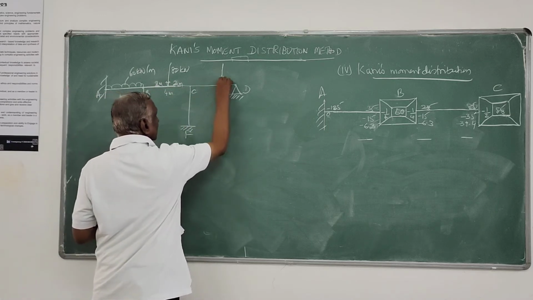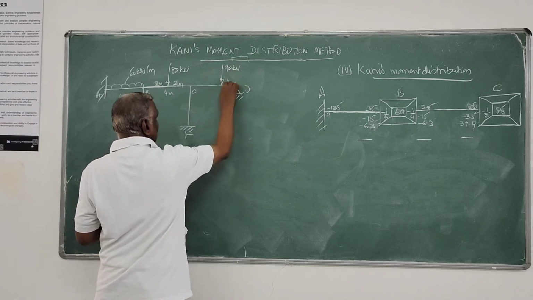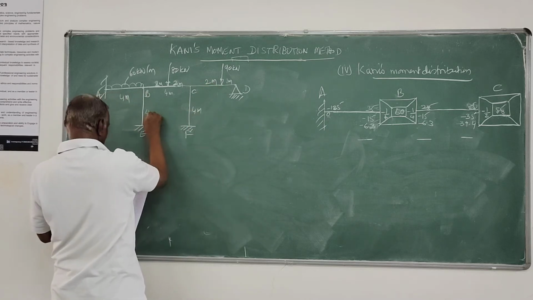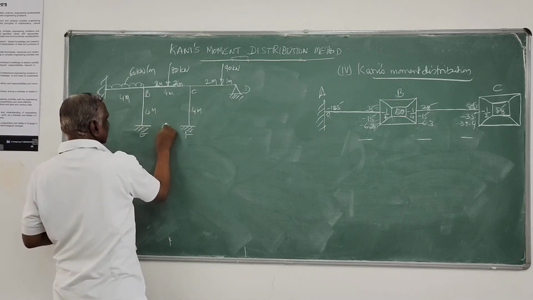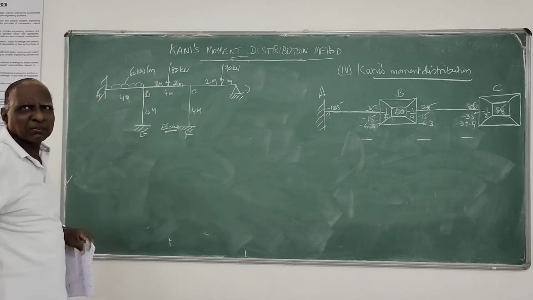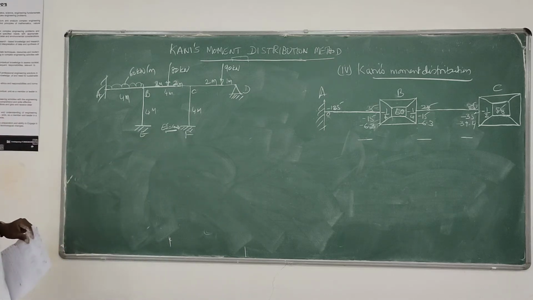Then I will take an eccentric load 90 kilonewtons, 2 meters. So this is 4 meters, 4 meters. Here I will take constant I, that is simplified. So this you can analyze by, say, Kani's moment distribution.